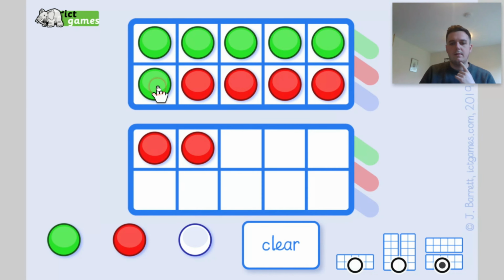1, 2, 3, 4, 5, 6 green tokens. So let's count them all up. 6, 7, 8, 9, 10, 11, 12. So there's 12 tokens in total.